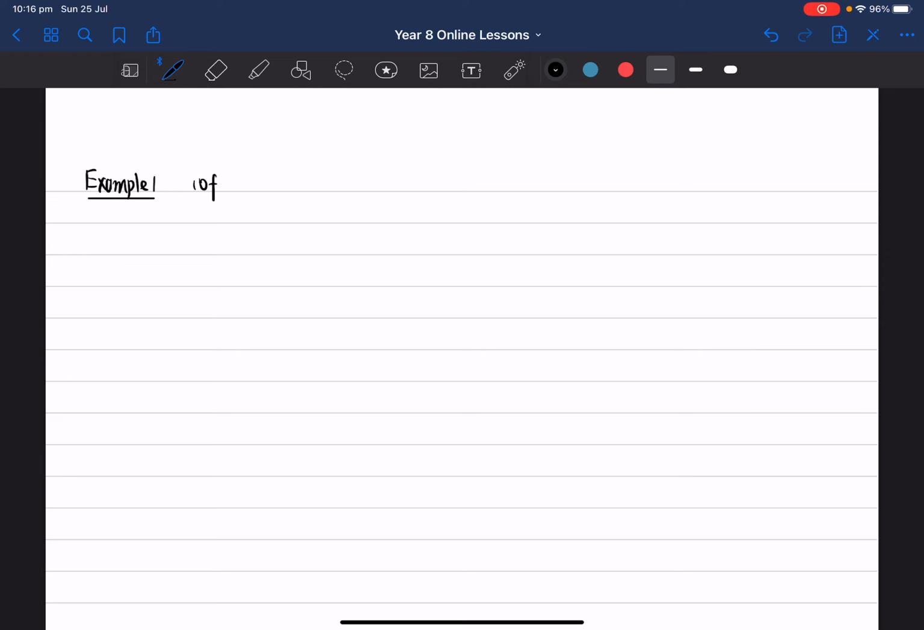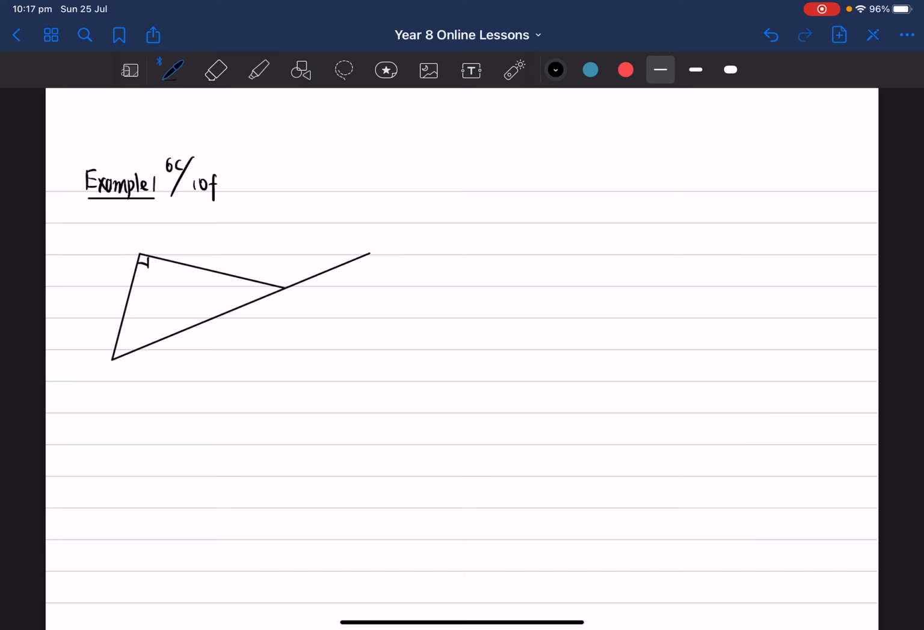Alright, from the exercise, which exercise is this? From exercise 6C, question 10F. The question asks you to calculate the value of the missing angle A. Okay, so you've got a diagram. I'm just going to draw the diagram first. So this is the diagram.